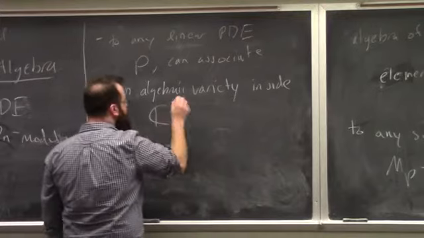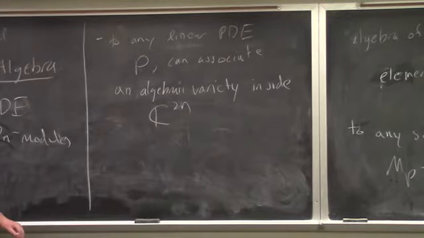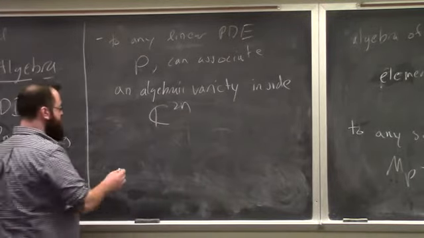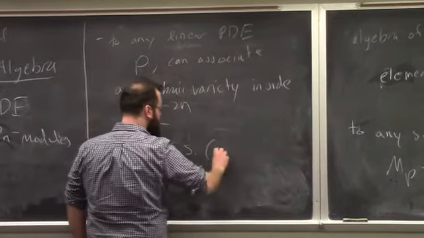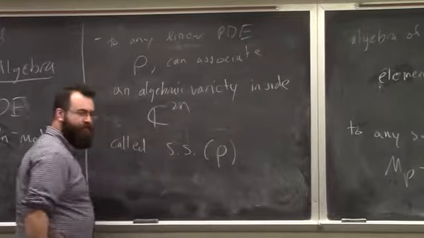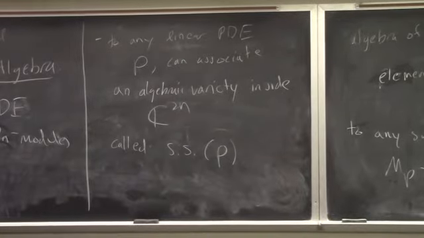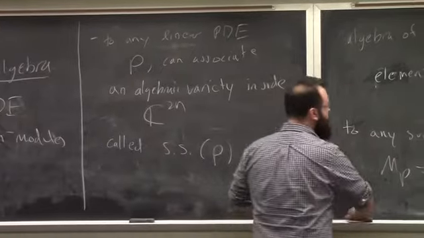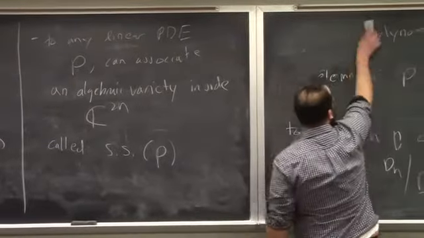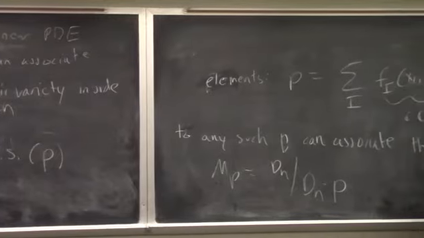Inside, not Cn, but C2n. Okay? And this variety is called, so I call it, the singular support of P. You also hear wavefront set in the analysis textbooks. And what this singular support is, well, it's pretty easy to define. So let's keep the equation for P up here.